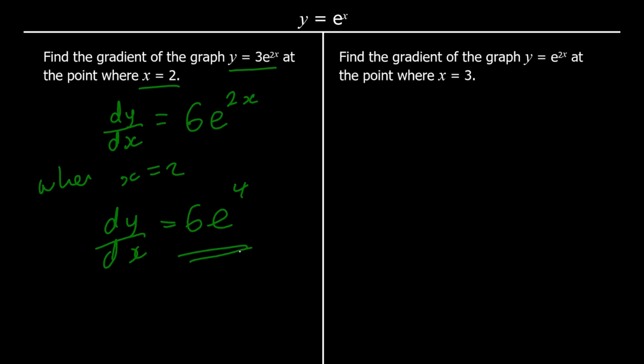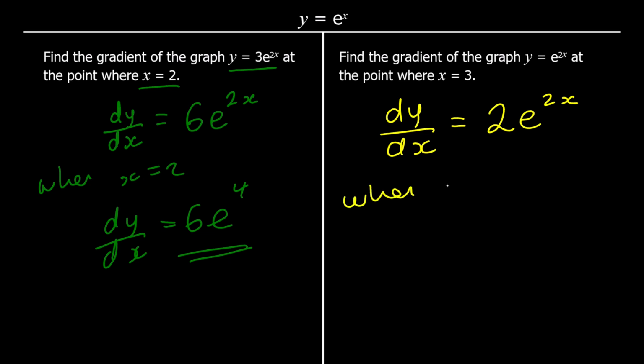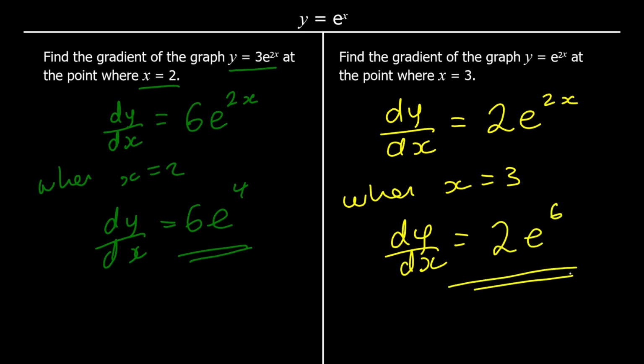One for you to try. Give it a go. So dy/dx, so it stays the same, but you times by the constant in the power, which is 2. So it's 2e^(2x). And when x is equal to 3, our gradient is 2e to the power of 2 times 3, which is 2e to the power of 6.